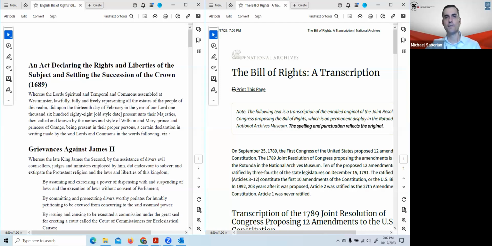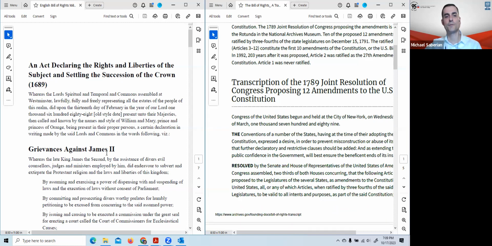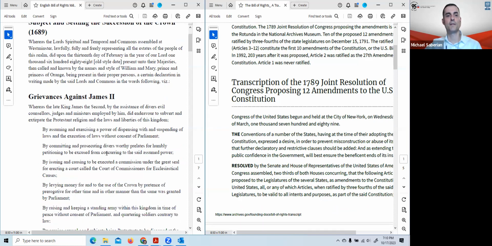So I'm going to share my screen and I'm going to share screen one. And in screen one, I have side by side the American Bill of Rights and the English Bill of Rights. And so we're going to look at both of them. I'm going to use my highlighting tool. So let's start on the left.